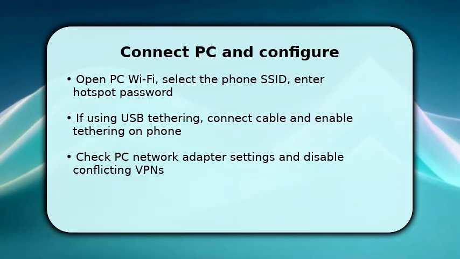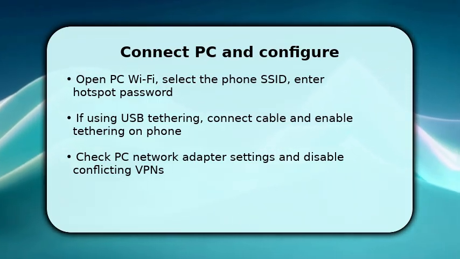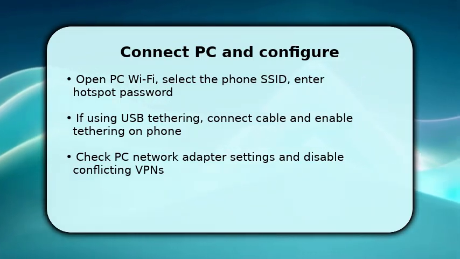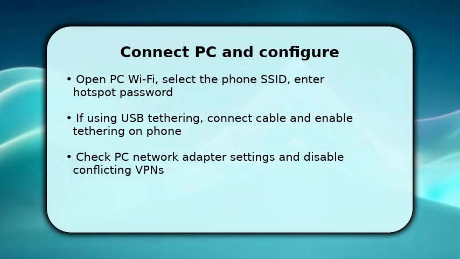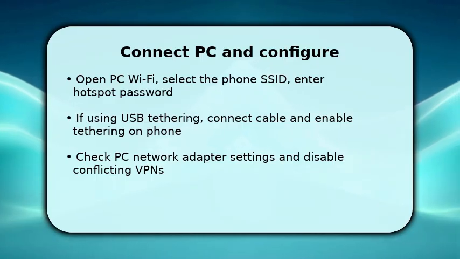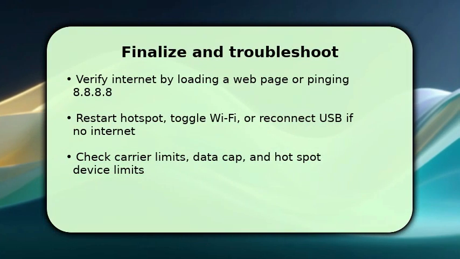Once connected, confirm the PC's network adapter is set to obtain IP and DNS automatically, and temporarily disable any VPN or proxy that might block routing. Those often prevent the initial handshake from completing. Finally, verify connectivity by loading a web page or running a quick ping.